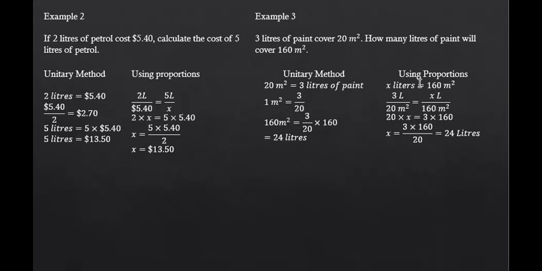Right? Using proportions, we have X liters, so we use X to represent the unknown amount of liters, is equal to 160 meters squared. So now we cross multiply. So we have 3 liters over 20 meters squared and X liters over 160 meters squared, and we cross multiply. So X multiplied by 20, 3 liters multiplied by 160. So you get 3 multiplied by 160 over 20 is equal to 24 liters. Any questions?